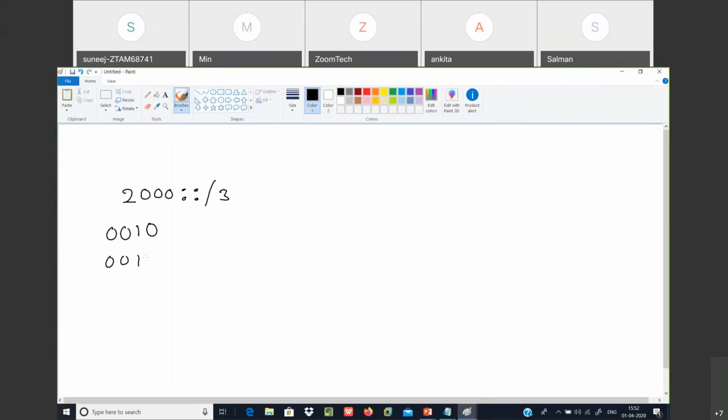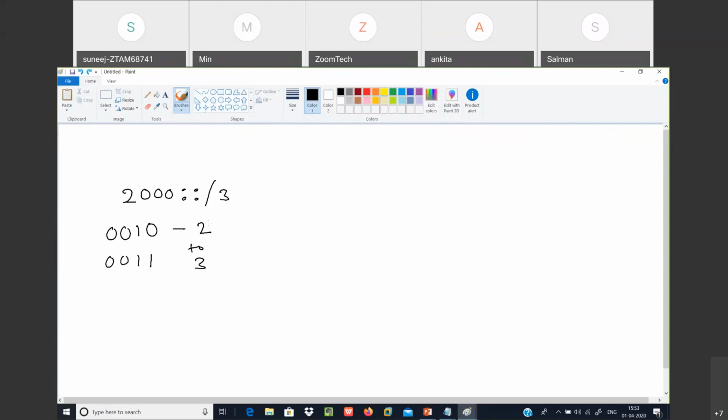The fourth bit you can change, either 0 or 1. Already 0 is there, and you can change it to 1. So 0010 is 2, and 0011 is 3. The range of global unicast IP is 2 to 3.